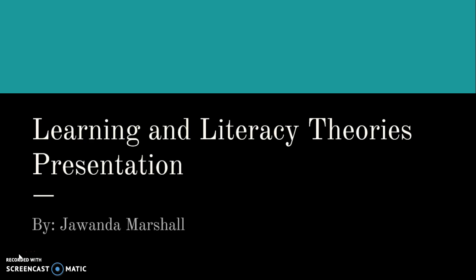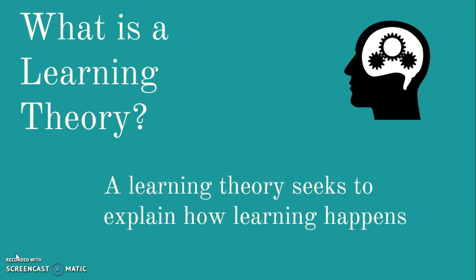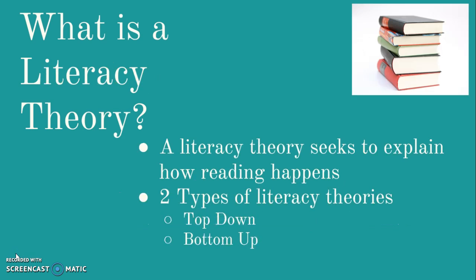First, I will begin by explaining the difference between a learning theory and a literacy theory. A learning theory seeks to explain how learning happens. A literacy theory seeks to explain how reading happens. There are two types of literacy theories. One is a top-down literacy theory, and the second is a bottom-up literacy theory.